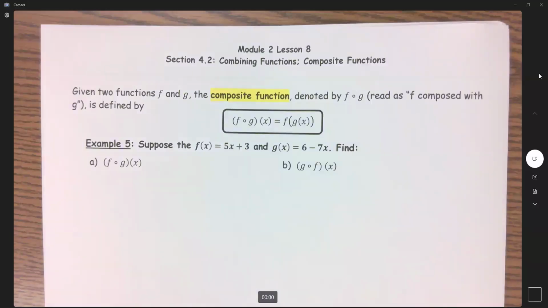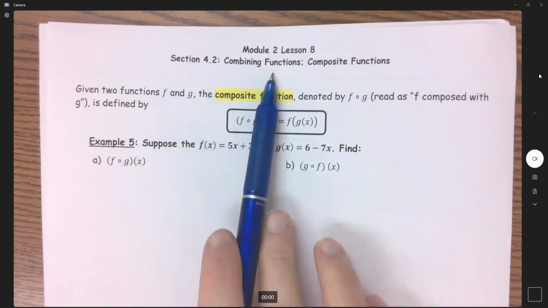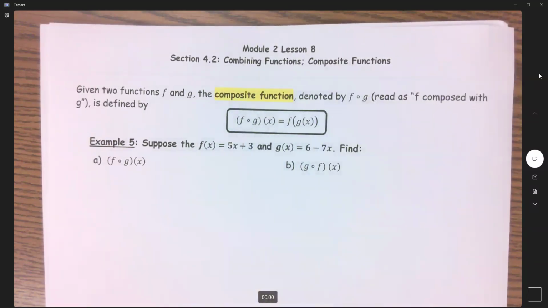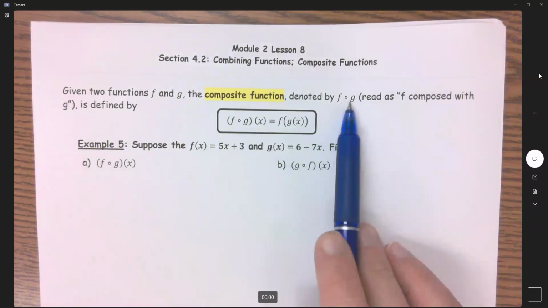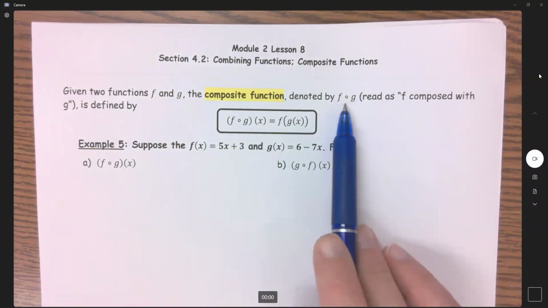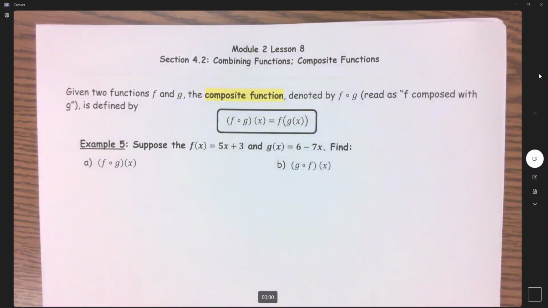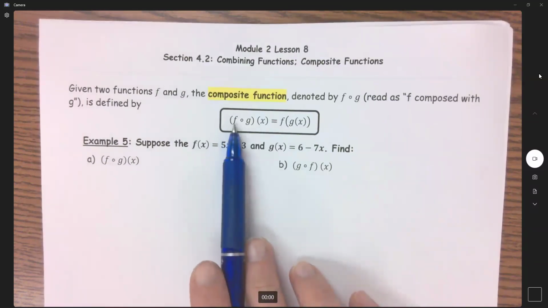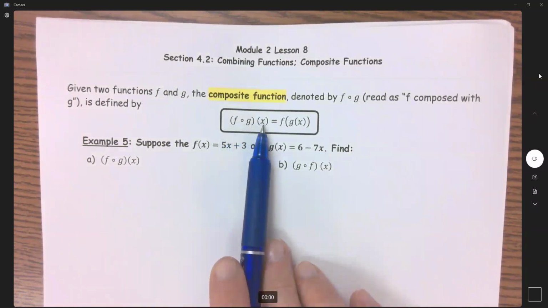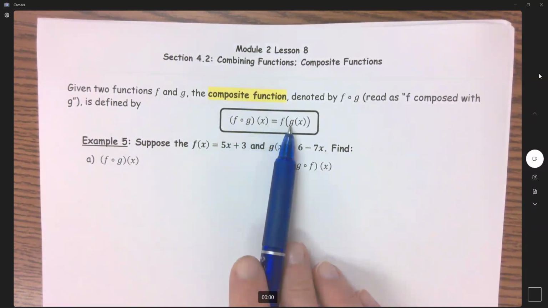This lesson is called Combining Functions and Composite Functions. Up until this point, we've just been combining functions. Now we're going to composite functions. Given two functions f and g, the composite function, denoted by this notation right here, reads f composed with g and is defined by: if we have f composed of g of x, then that means we have f of g of x.